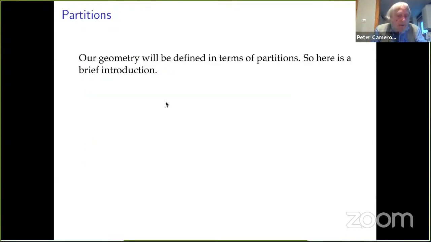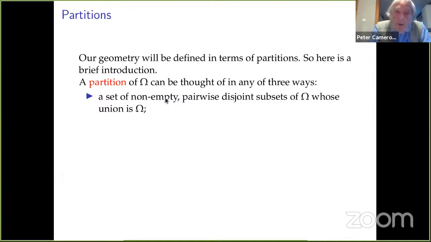So the geometry that I'm going to describe to you is defined in terms of partitions. So I need to bring you up to speed on partitions first. A partition, you probably know, is a set of non-empty pairwise disjoint subsets of omega whose union is the whole of omega. So you just take omega, you cut it up into parts, pairwise disjoint parts covering the whole set. So that's one way of thinking about it.